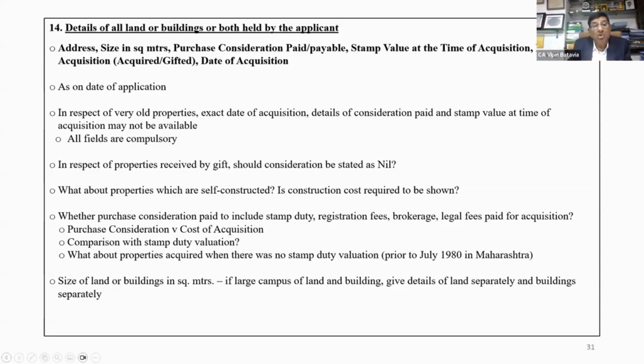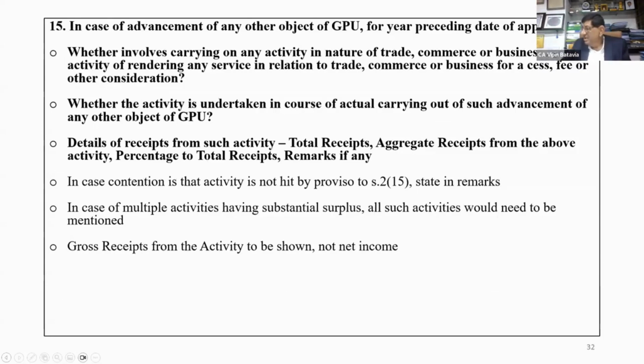Or you have to go to the register office and take the circle rate, or the ready reckoner rate, calculate as per meter, and then submit that. So that is really, I feel, unnecessary, and details which are not required for the purpose of registration. Anyway, it has to be done. So these are the things they are asking.